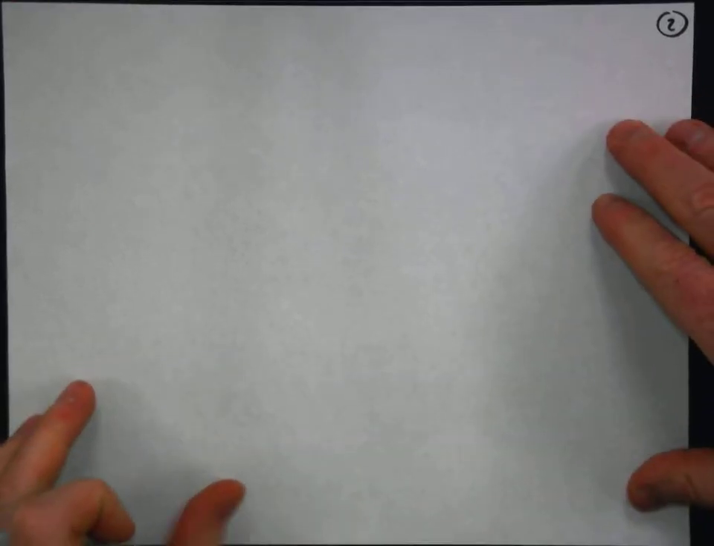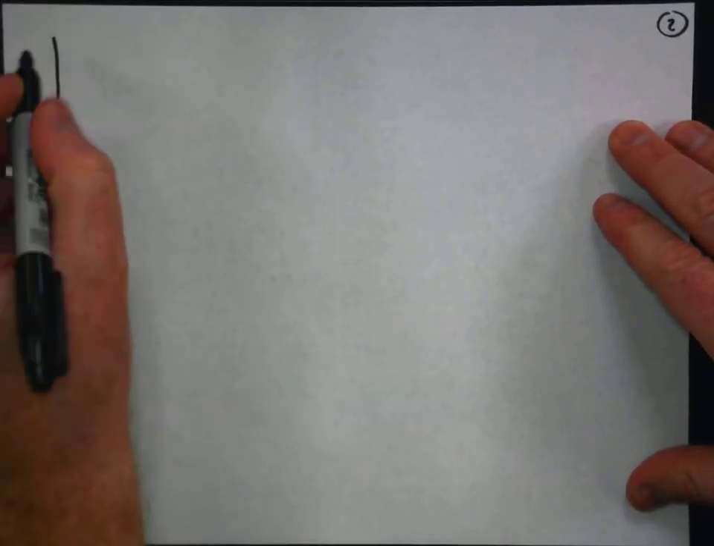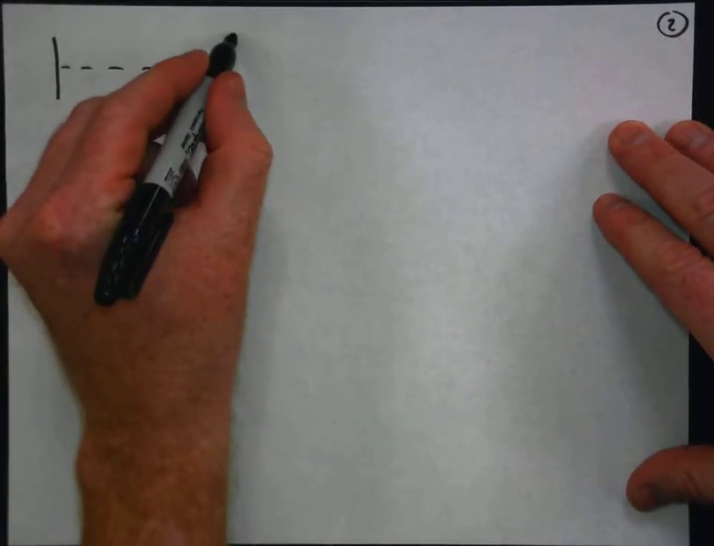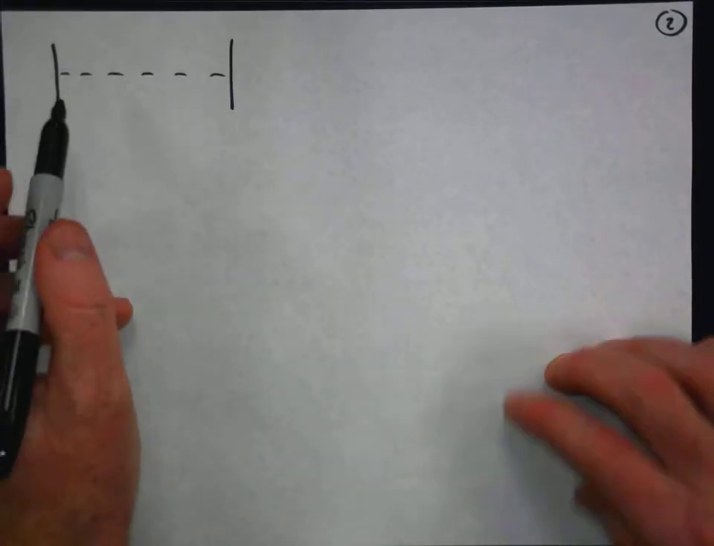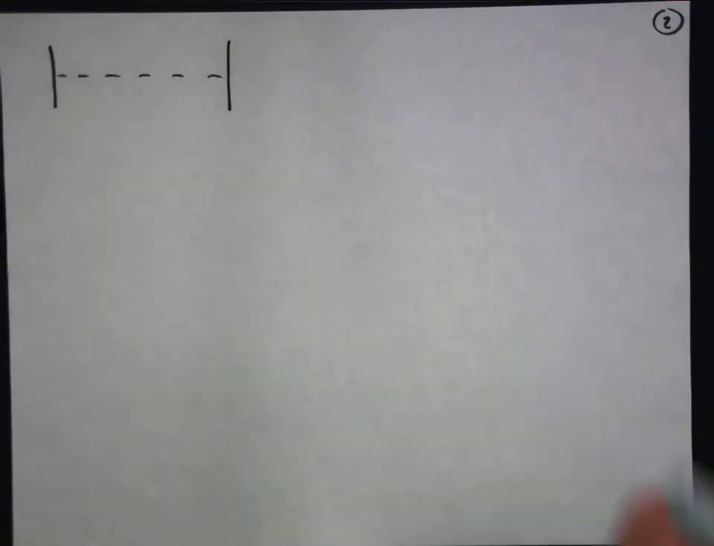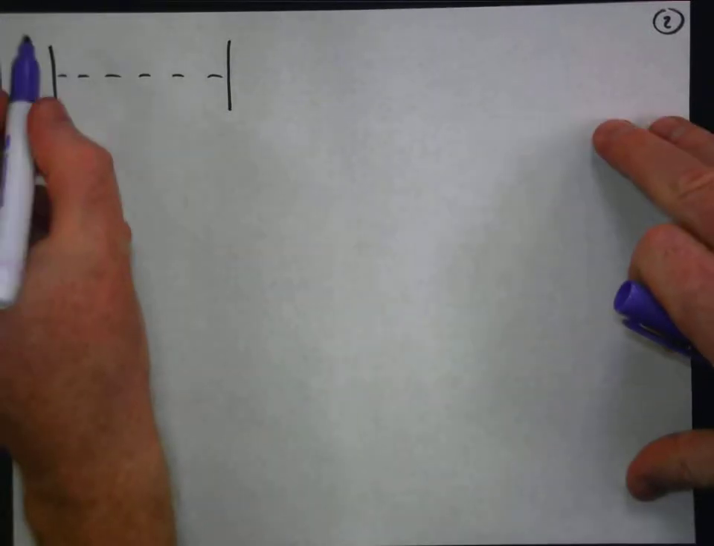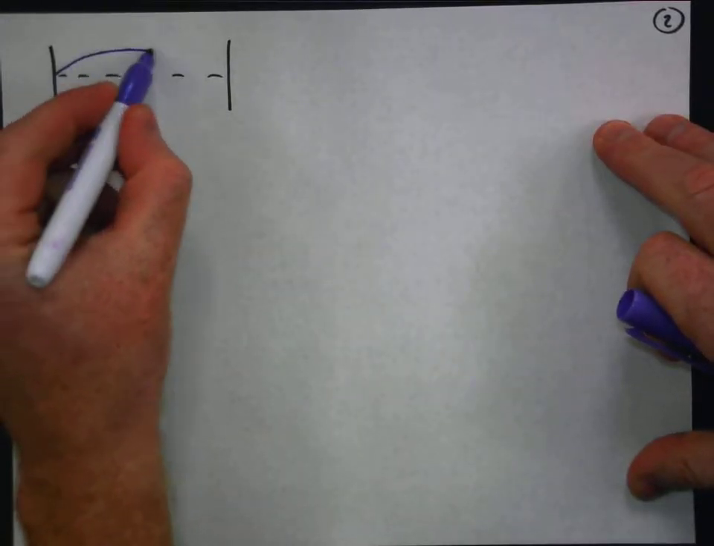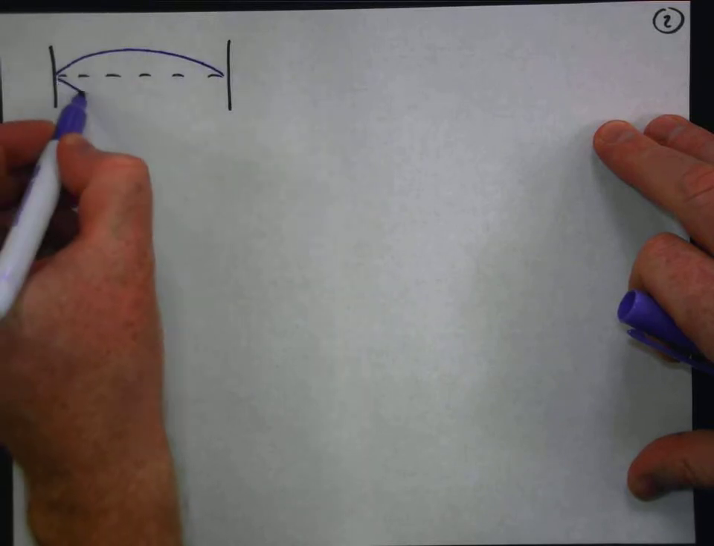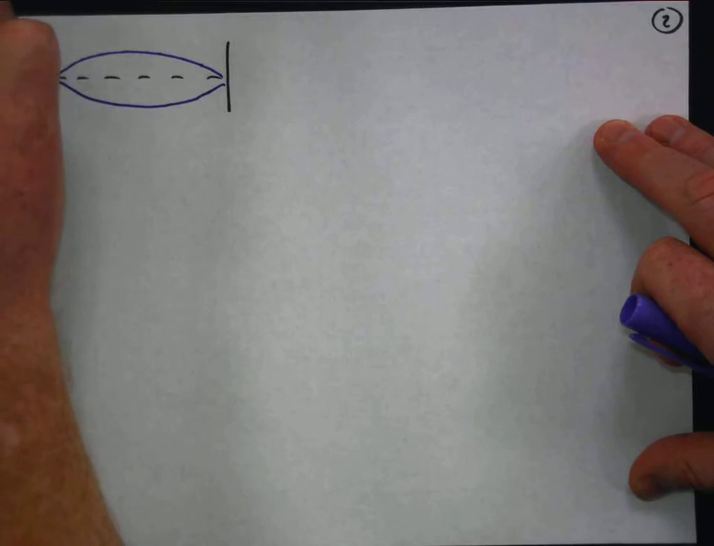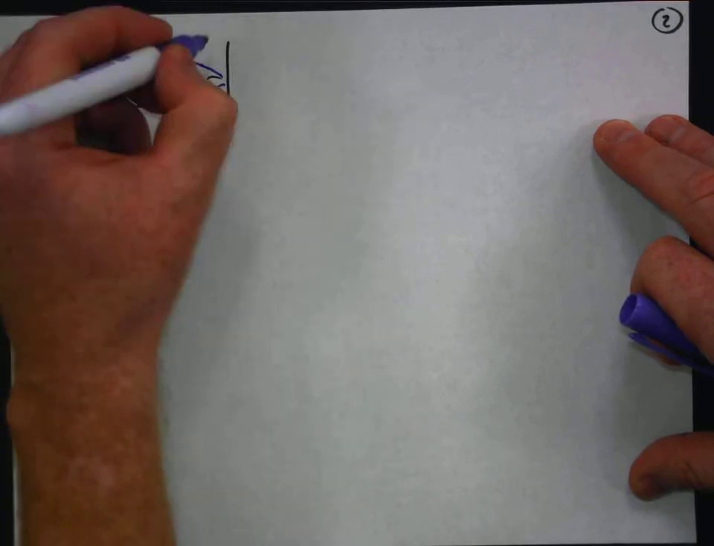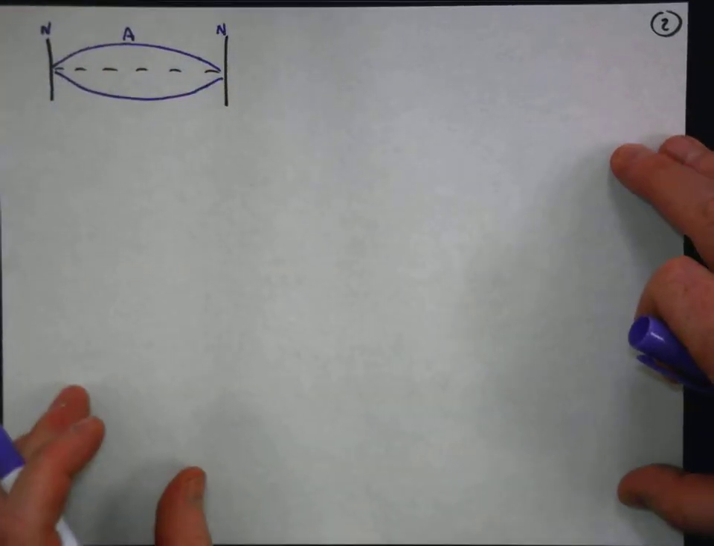Okay, so if we have our length set, we have a length of string, and we might see this, where there is a node, there is an antinode, and there is another node. Okay, just recognizing a few parts.